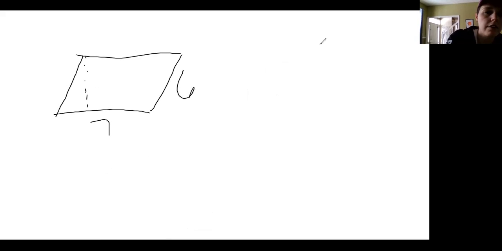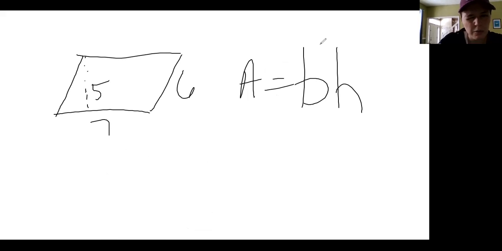So if you have a parallelogram that looks like the following, let's say this is 7, this is 6, and on the inside this is 5, and I ask you to find the area. Well, the formula for a parallelogram is the same as a rectangle: base times height. We don't usually say length times width because the height isn't really the width of the parallelogram, since it's slanted in a sense. So you take the base, which is 7, times the height, which is 5, which is 35.